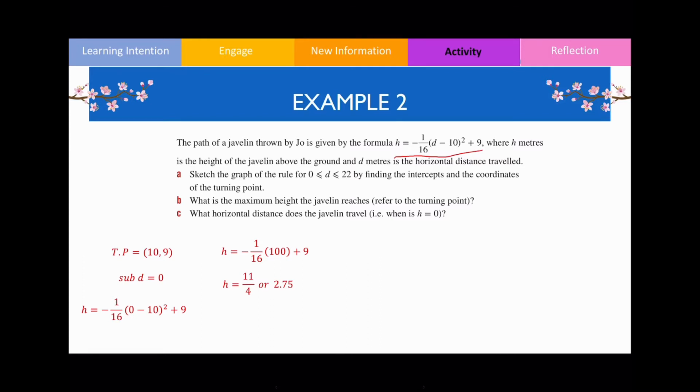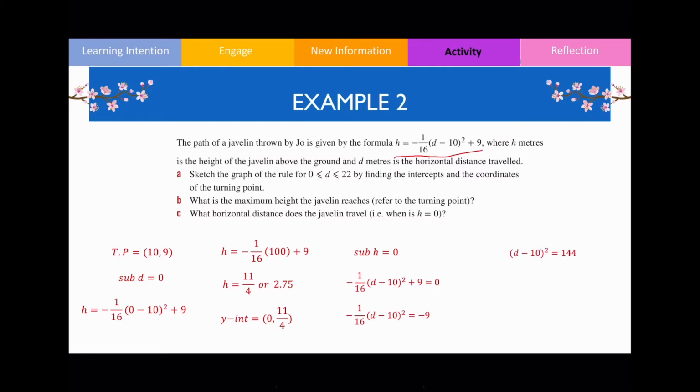Once we've done this, then let's find out what our x-intercept value is, or what is our d value in this case, by substituting h is equal to 0. So when we do that, this is what you should get. Since we're trying to solve for d, I'm going to move 9 to the other side, so I'll subtract both sides by 9. Then I'm going to remove that negative 1/16 by multiplying both sides by 16. And if you do that, then this is what you should get.